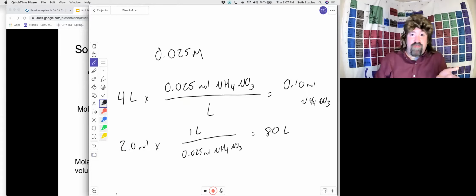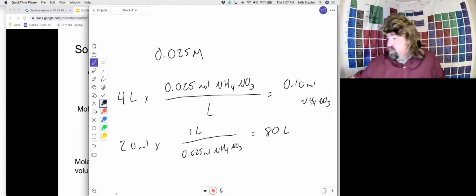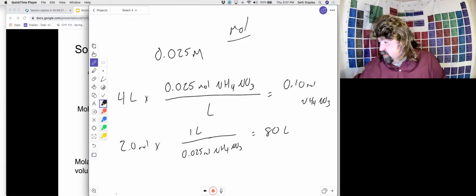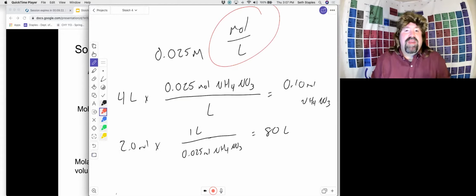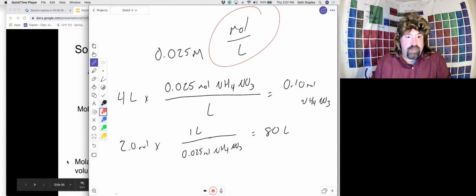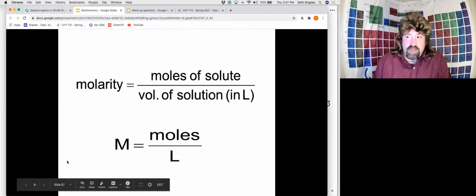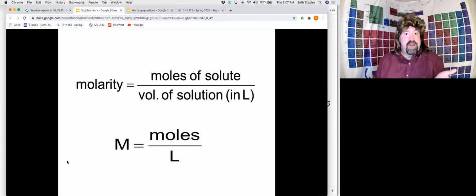So it's just a conversion factor. We use it like we would use any other conversion factor, moles per liter. It's just going to completely depend on what we're trying to calculate as far as how we are going to use this conversion factor. And I should have remembered that I had the other big slide right there. So molarity, moles per liter.